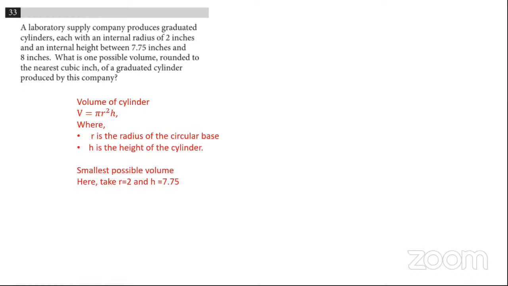So take R equal to 2 because the radius is given to be 2 inches. And for the smallest possible volume, H is 7.75 inches. On calculation, it's pi r square h, that is pi into 2 square, h is 7.75. I took pi to be 22 by 7, or you can take it to be 3.14, whichever you are comfortable with. So it's 22 by 7, 2 square is 4, into 7.75. After this calculation, we'll get about 97.42.